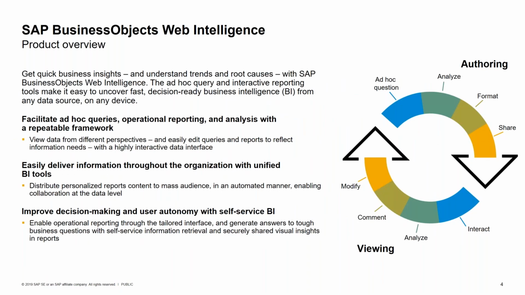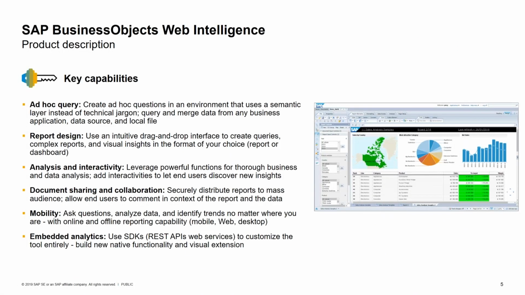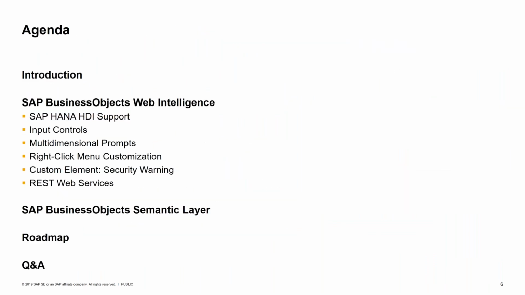If you are here, you all know very well Web Intelligence and the semantic layer, so I'm going to skip the classical marketing slide about the product overview and the product description. You all know this by heart. Let's have a look at the agenda today: a short introduction regarding SP7 and where we are with the different releases at your disposal today, then the items we're going to discuss for Web Intelligence and the semantic layer. I'm going to skip the roadmap because we have another opportunity to mention it.